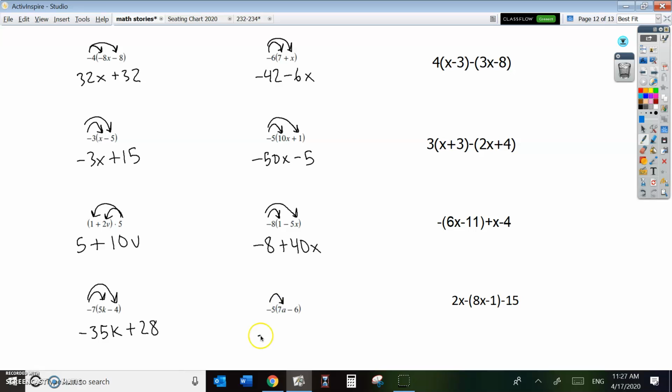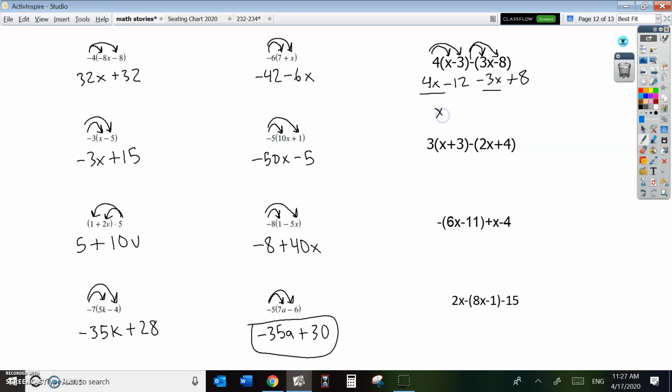Negative 5 times 7, negative 35a. Negative 5 times negative 6 is positive 30. Distribute the 4 to the x and to the 3. Distribute the negative to the 3x and to the minus 8. 4x minus 12 minus 3x plus 8. Combine like terms. 4x minus 3x is x. Negative 12, positive 8 is going to be minus 4.